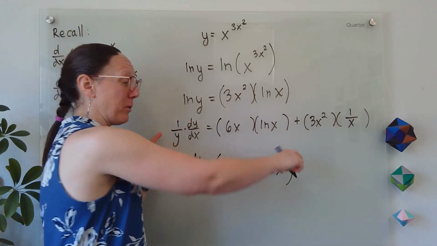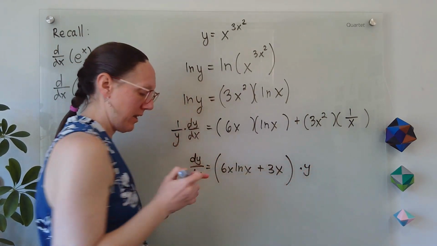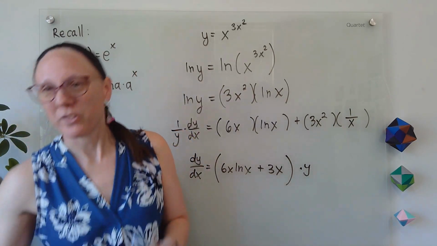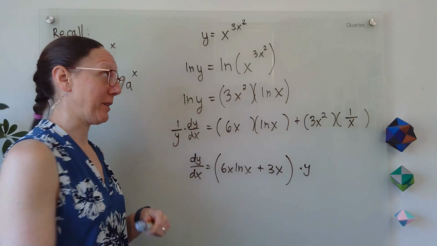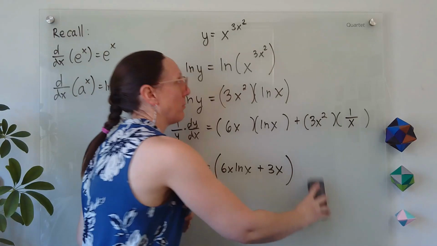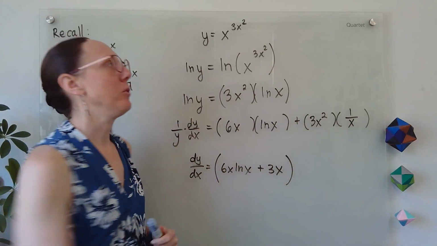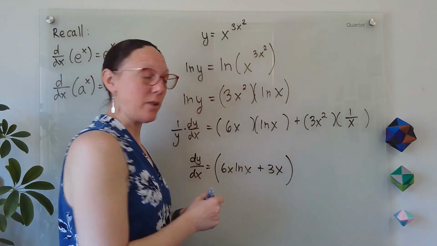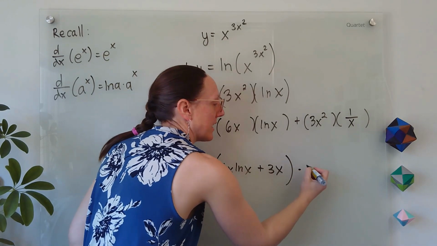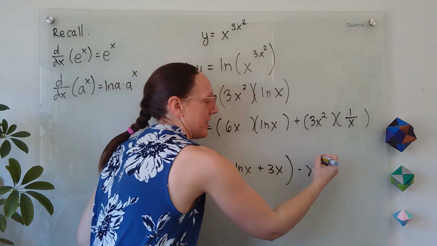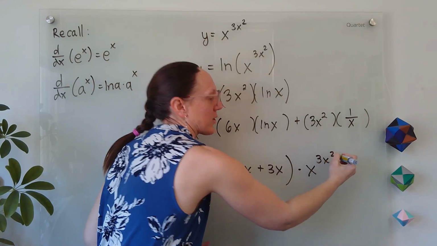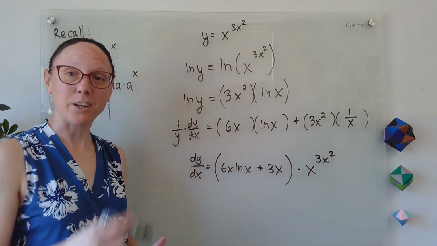I was multiplying both sides by y, but just like with the rest of our logarithmic differentiation, instead of multiplying by y, I'm going to multiply by the function that y was equal to. So times x to the 3x squared. And that's going to be my final answer.